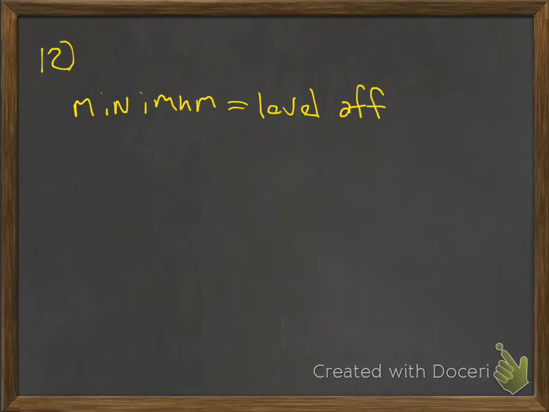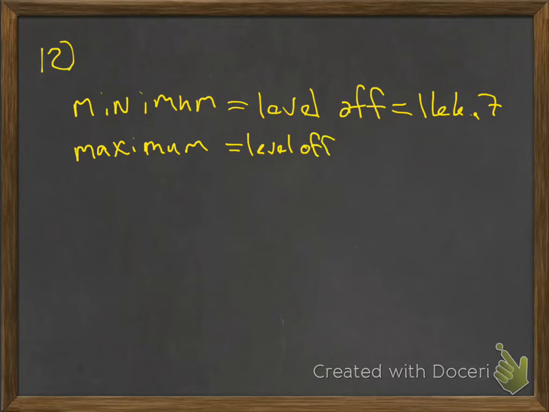Okay, number 12, you're asked to find the minimum and the maximum. The minimum here is the level off point, which is 166.7 milligrams. And then the maximum is the level off plus a dose. So how much do you have to take each time? The level off is 166.7, a dose is 100, so that means the maximum here is 266.7.